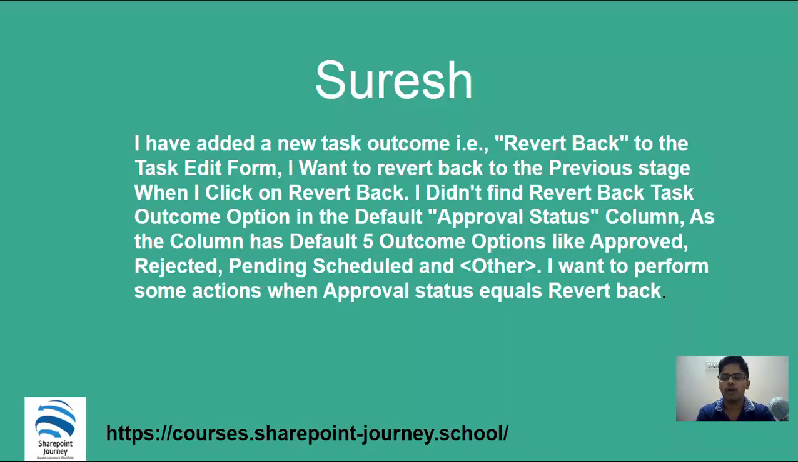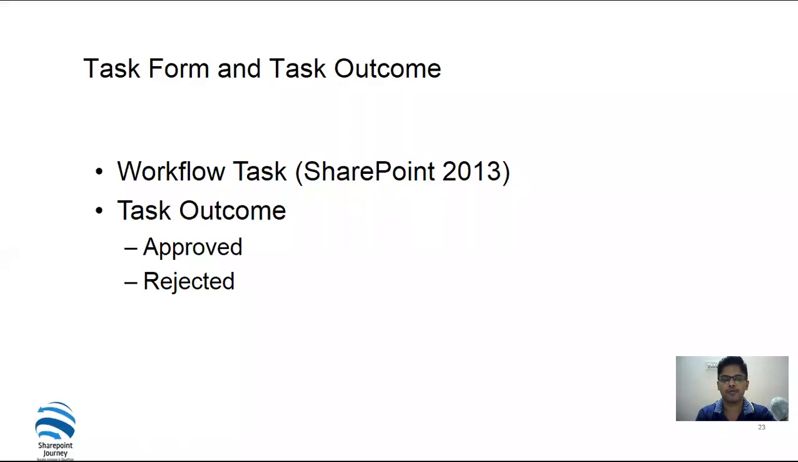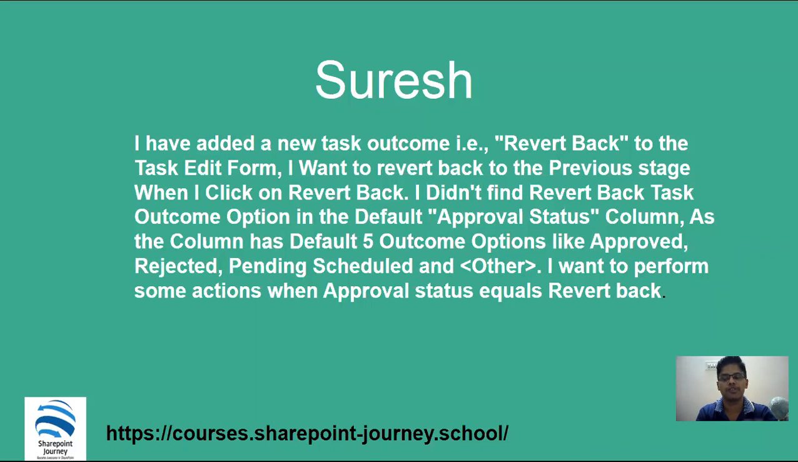So I had one more question that was submitted by Suresh. I have added a new task outcome, which is revert back to task edit form. I wanted to revert back to the previous stage when I click on revert back. I didn't find the revert back task outcome option in the default approval status column. As the column is default, it has 5 outcome options like approved, rejected, pending, scheduled. I wanted to perform some actions when approval status equals revert back. So if you want to set that to default, what you have to do is put that option as the first option. I'll just show you that in a moment.